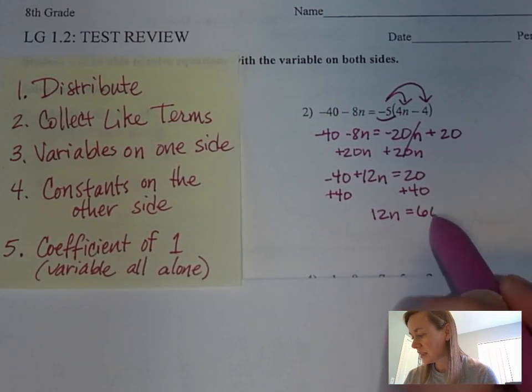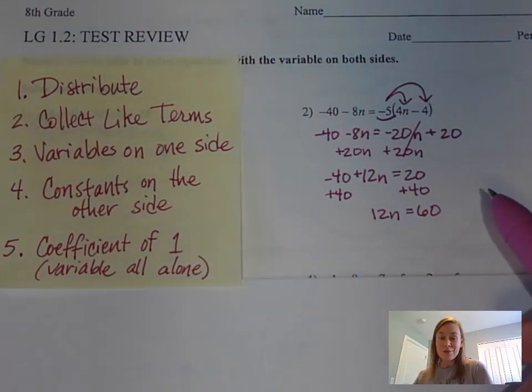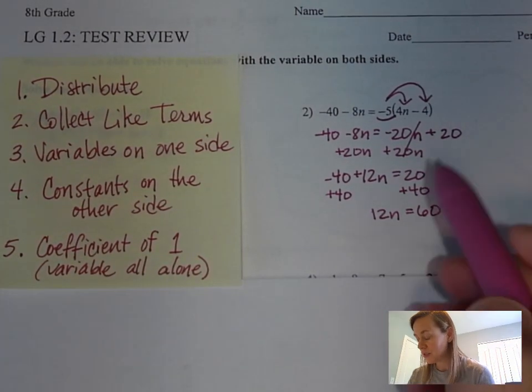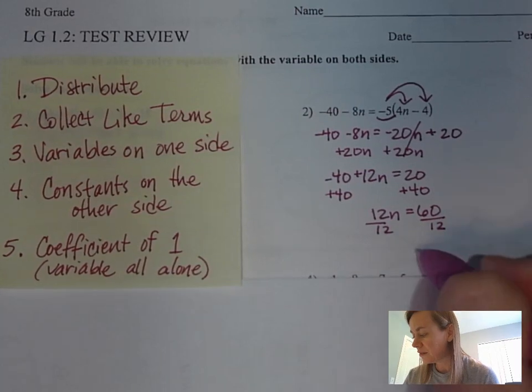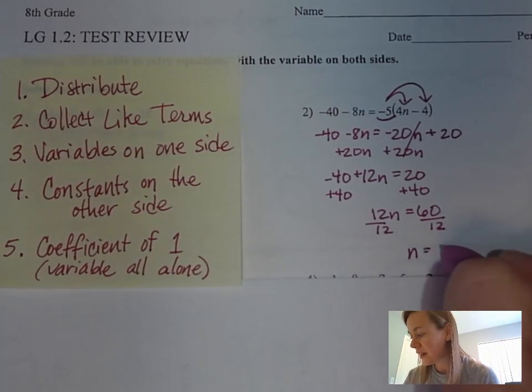12n equals 60. And now we just need a coefficient of 1. Right now our coefficient is 12. So we're going to divide by 12 on both sides. And our final answer is going to be n equals 5.